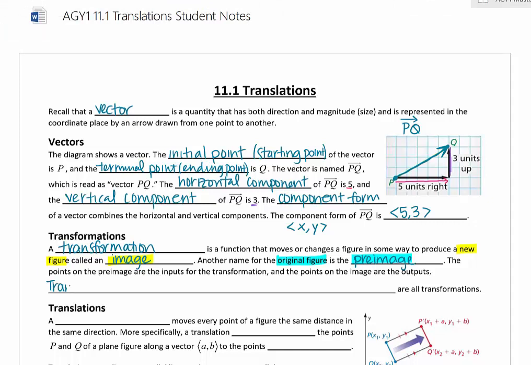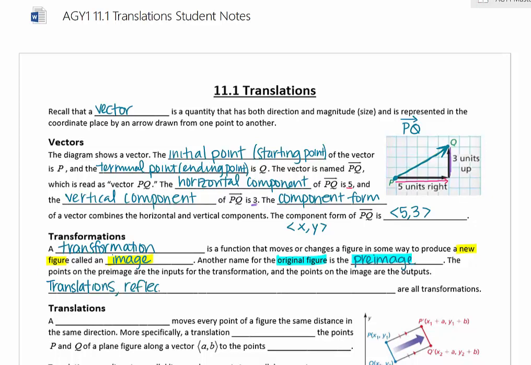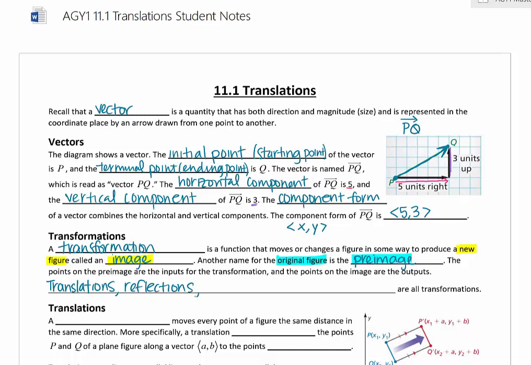When we talk about transformations, we have 4 of them. We have translations, which we're going to talk a little bit more about today. Then we have reflections, which we'll get to next time. We also have rotations that we'll get to next time. And lastly, we have dilations, which we'll get to the class after that. All of these are transformations, all 4 of them.